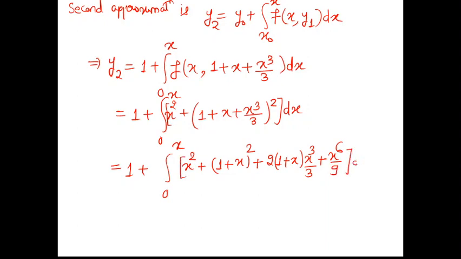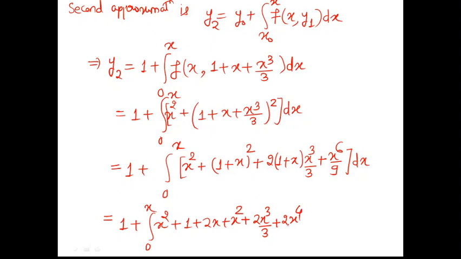We need to expand this again before integrating it further. So it is 1 plus integral from 0 to x of x square plus 1 plus 2x plus x square plus 2x cube by 3 plus 2x to the power 4 by 3 plus x to the power 6 by 9. This is what we have here in this case. Okay, now we can integrate this very easily. So let's integrate this.